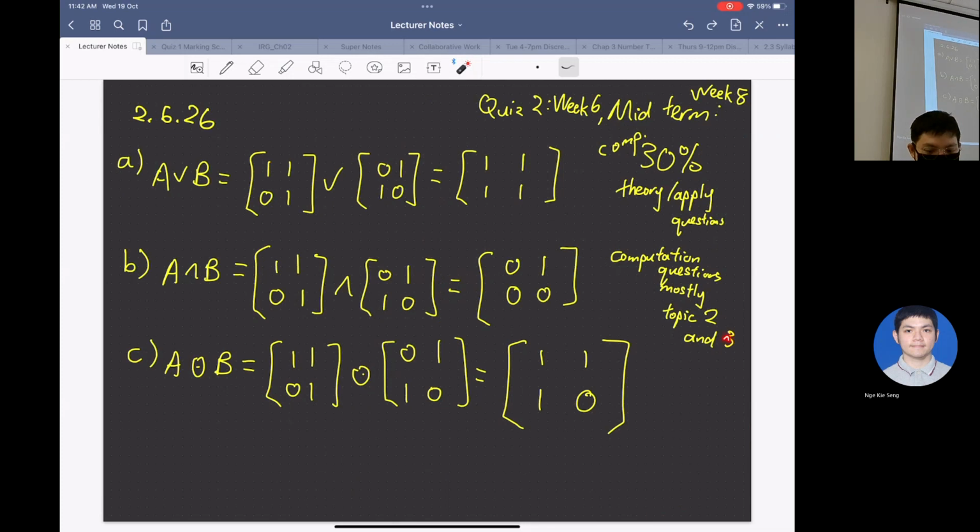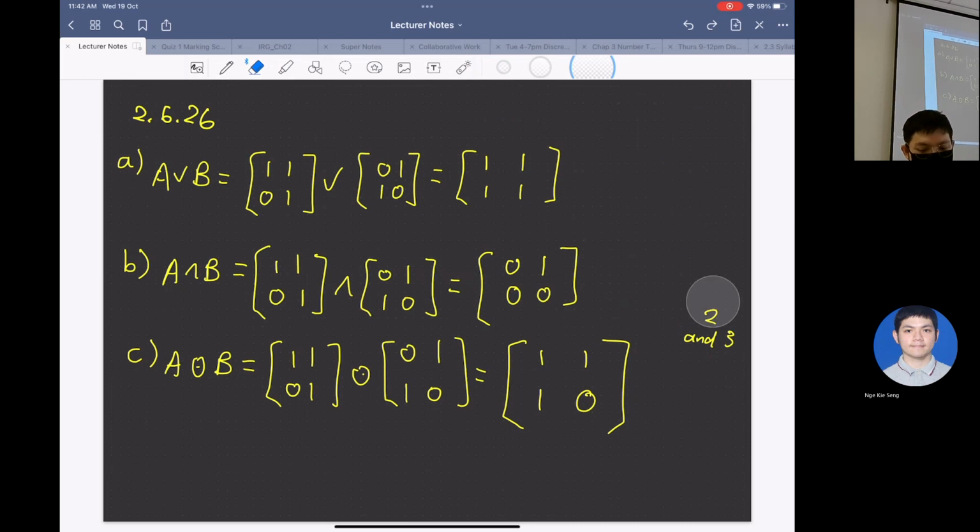2.6.26 is just finally the join, the meet, and then the Boolean product. Okay, I think that's all.